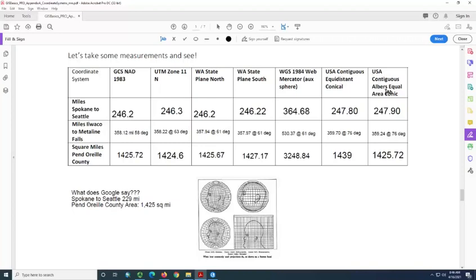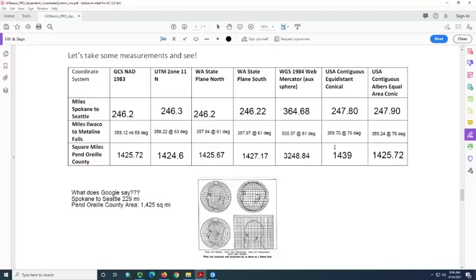These are two very similar projections. They're conical projections meant to be used with the contiguous United States. But the difference with this last one here is it's an equal area projection, which means it's supposed to preserve the area of features. And we can see the area of Pend Oreille County is supposed to be about 1425 square miles. And with this equal area projection, even though we're looking at something that's meant for the scale of the continent, we still have area preserved. So that's kind of fun to see.